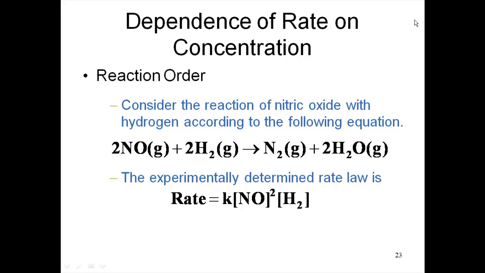Once again, you've got 4 molecules there. The probability of 4 molecules colliding at the same time is slim to none. So most likely there's a mechanism to this, a several-step process. That slowest step in that process is what dictates the order, and that's where the 2 is coming from for the NO and the 1 is coming from the H2. That slowest step in the mechanism, and by designing our experiment we figure out what those orders are.